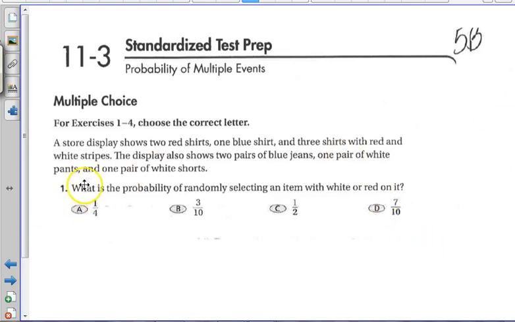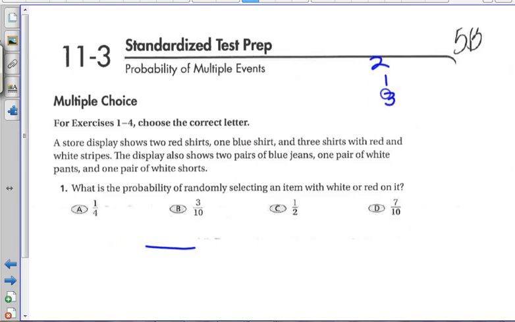All right, guys. A store displays 2 red shirts, 1 blue, 3 shirts with red and white stripes, 2 pair of blue jeans, 1 pair of white pants, and 1 pair of white shorts. What is the probability of Randy selecting an item that is white or red on it? So we're going to pick one item out of all of it. Is that what that's trying to say? That question is kind of confusing me.